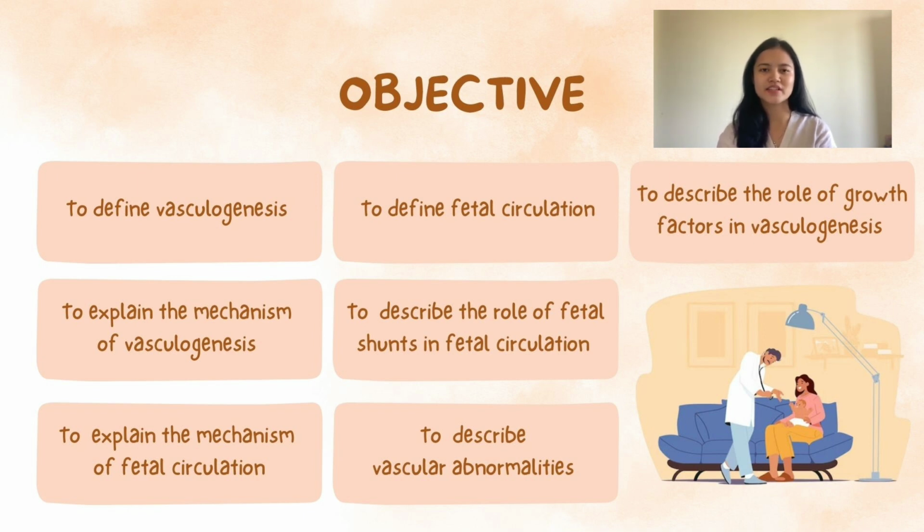Here I will briefly mention the objectives that we would like to achieve in our student project. Firstly, to define vasculogenesis, to define fetal circulation, to describe the role of growth factors in vasculogenesis, to explain the mechanism of vasculogenesis, to describe the role of fetal shunts in fetal circulation, to explain the mechanism of fetal circulation, and lastly to describe vascular abnormalities.